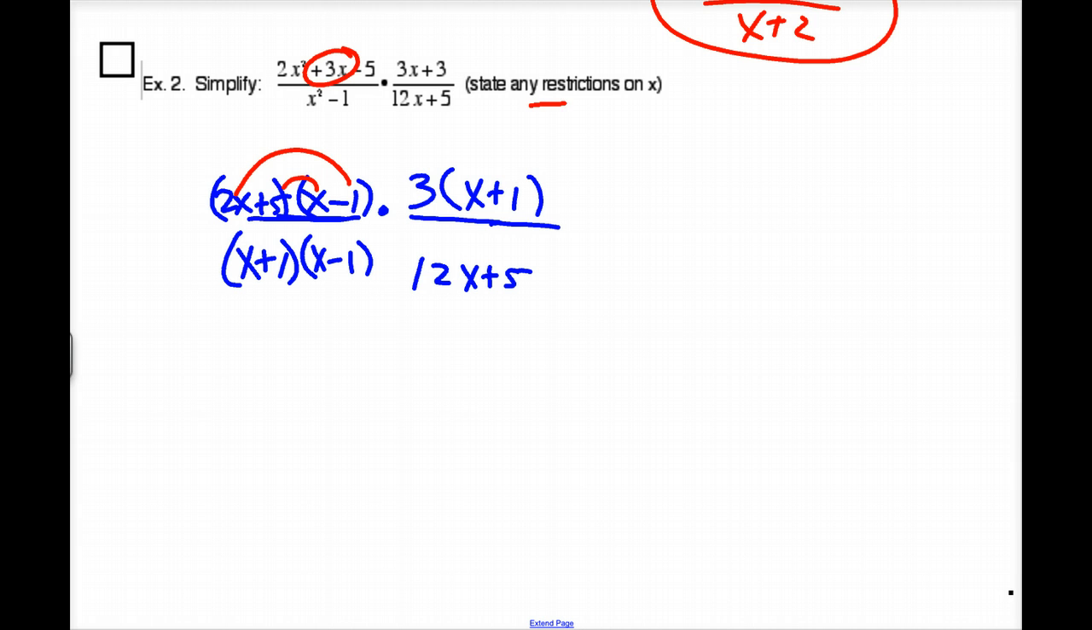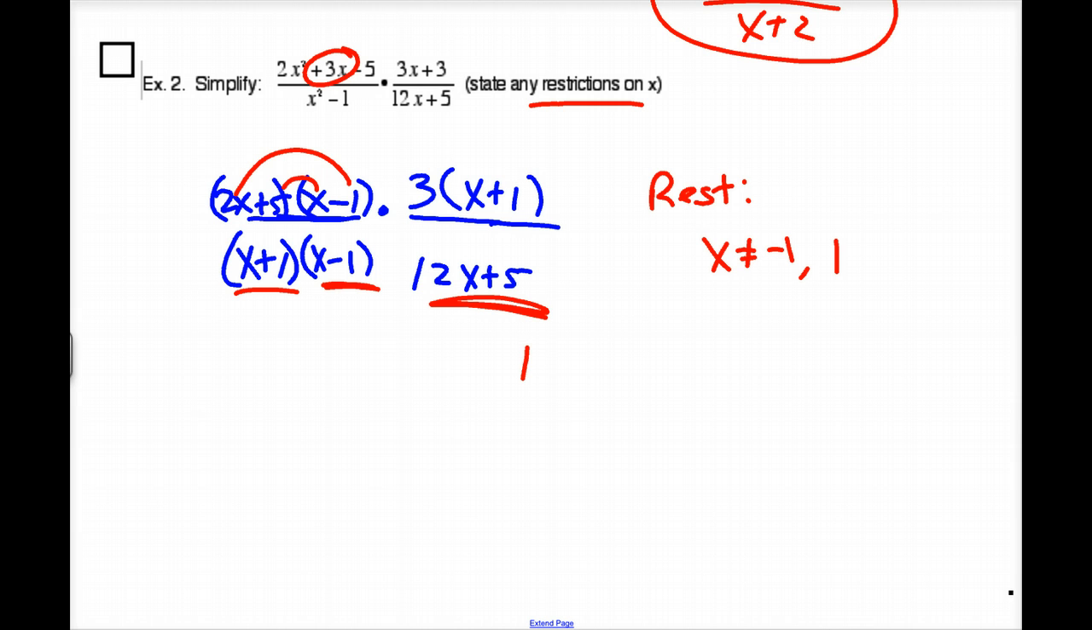I take that back. I haven't stated the restrictions. Make sure you do that before you do any canceling. So my restrictions are, x can't be negative 1, because negative 1 plus 1 is 0. X can't equal 1 because 1 minus 1 is 0. And then also, x is a problem over here.